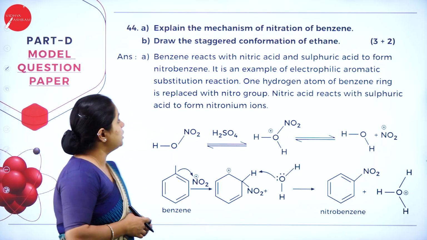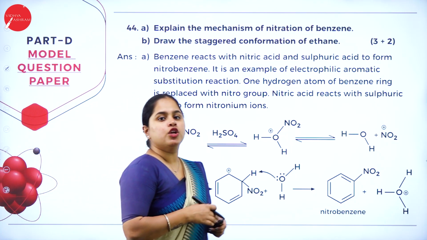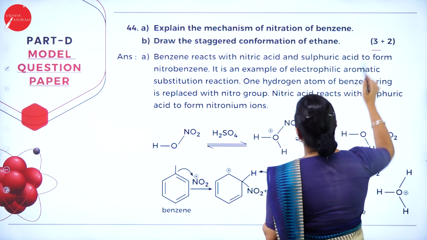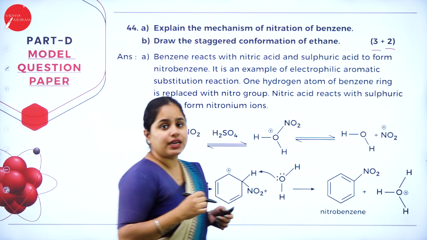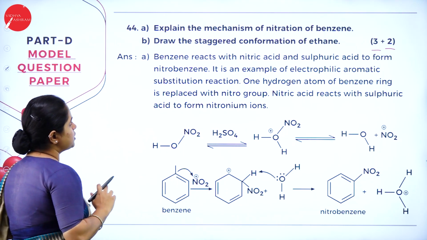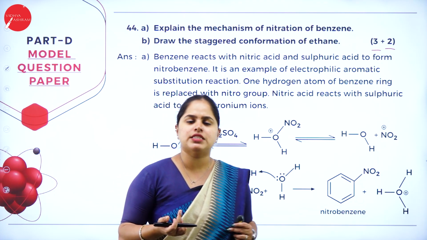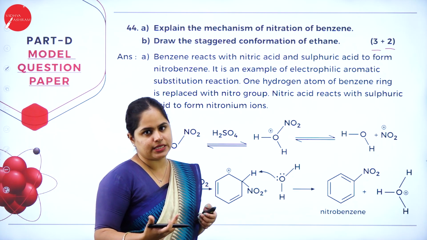Moving on to the next question, which is 44. Explain the mechanism of nitration of benzene. You have to write down the mechanism of nitration of benzene, which will carry 3 marks, and draw the staggered conformation of ethane. Staggered conformation of ethane. So first let's begin with the mechanism of nitration of benzene. So what does nitration of benzene mean? Yes, we are going to add an NO2, nitro group, to a benzene ring, right?